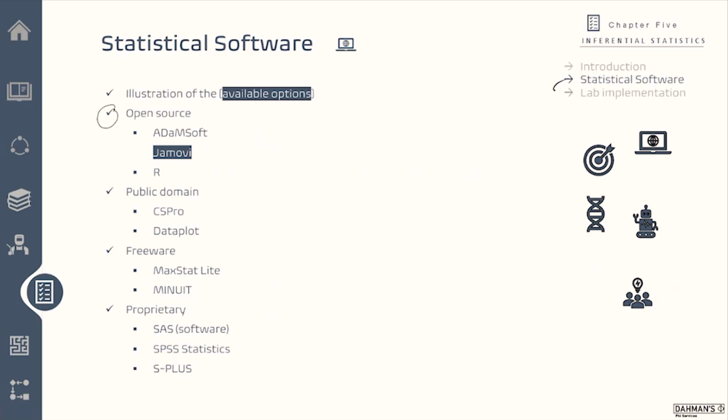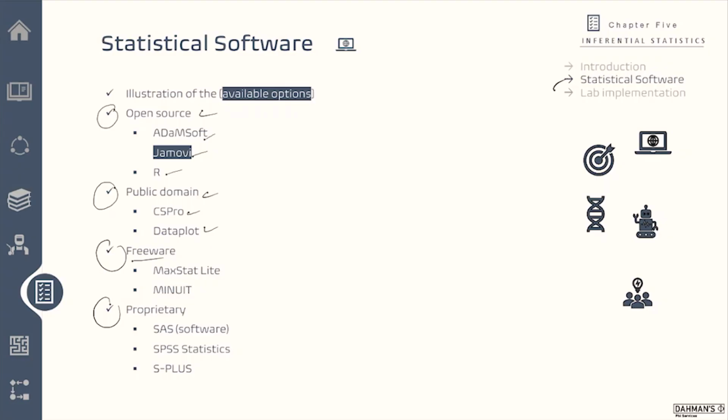Software can be categorized in the form of open source, public domain, freeware, and proprietary. Now, open source are available software that you can use, but there are some regulations. Perhaps you need to check out the policy on the use of available code and also distribution. You can look at the EDAM soft, the GMOV software, and of course R. Public domain are basically software that were put online completely for free. There is no restriction on the use of the code or distribution whatsoever. You may want to check, for example, some of those software such as CS Pro or DataPlot.